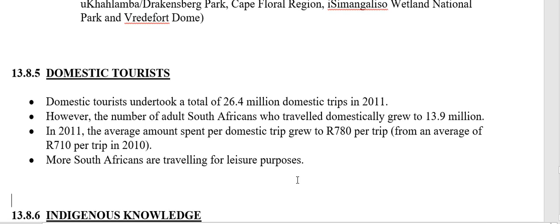Okay, then lastly for this video, the domestic tourists. Okay, domestic tourists are local people. There was a total of 26.4 million domestic trips in 2011. But the number of adult South Africans that traveled grew to 13.9 million. As we said in the beginning of this chapter, more people are traveling domestically. More people are traveling around their own country. And then the average amount spent per domestic trip grew to 780 Rand per trip.